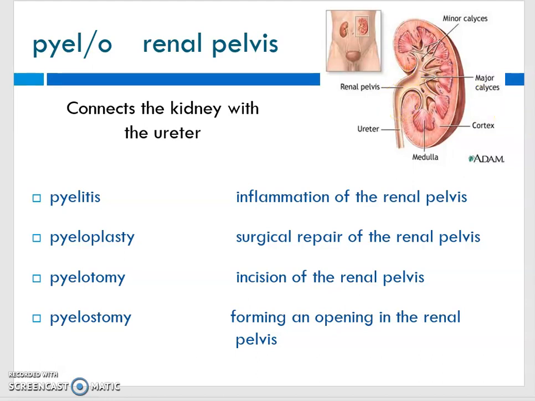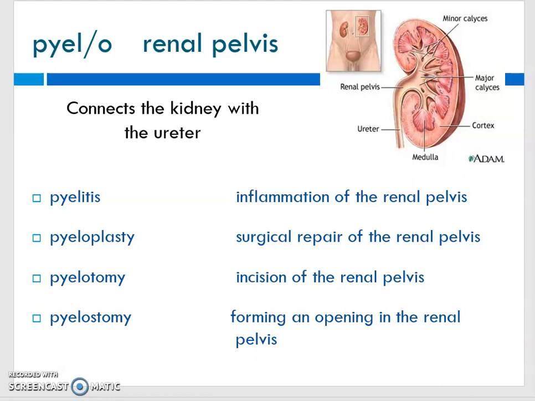So you could have pyelitis, that's inflammation of the renal pelvis. Pyeloplasty is a surgical repair of the renal pelvis. There might be a blockage there or some form of inflammation or calcification that has to be removed. Pyelotomy, incision of the renal pelvis, and pyelostomy, forming an opening in the renal pelvis. So if there were a major blockage in the renal pelvis area, they may have to form a new opening and put in something to drain urine from the kidney short term until they can fix the problem with the inflammation or the stone or whatever might be blocking that passage.